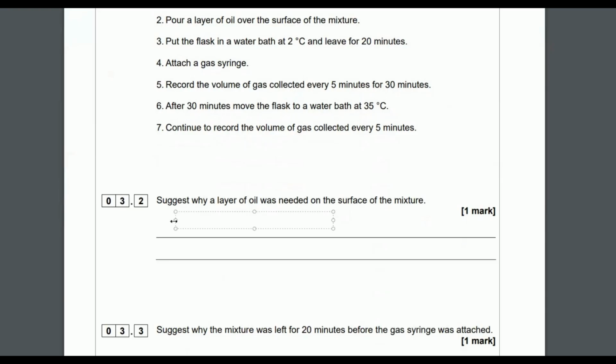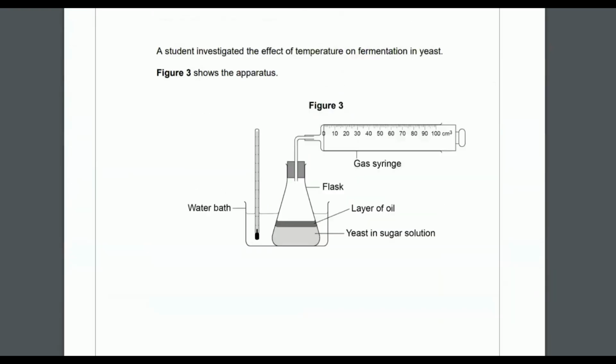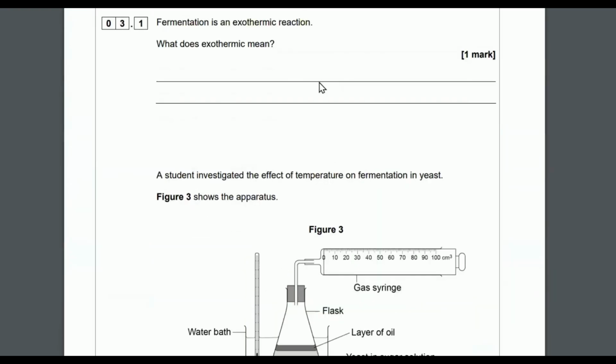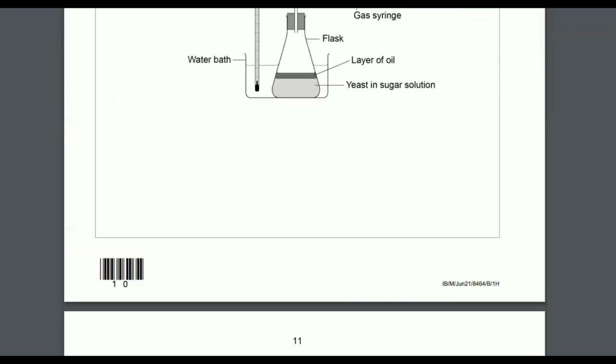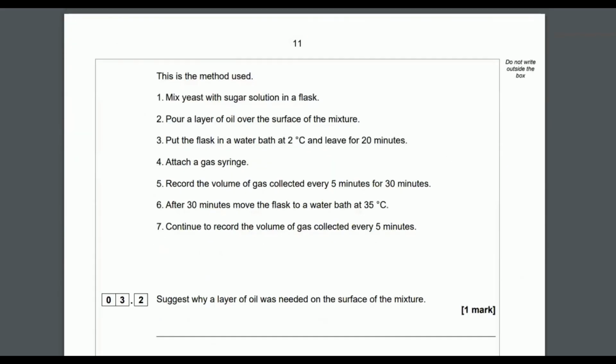So what they're doing here, I'll just go back and see if we can get a clue from up here. Student investigated fermentation. Fermentation in yeast is used to manufacture bread and alcohol, the equation. What's missing from this equation? It's not aerobic respiration. Got sugar, there's no oxygen. So how do they make sure the yeast are fermenting the glucose? They don't want oxygen because then they won't produce that ethanol.